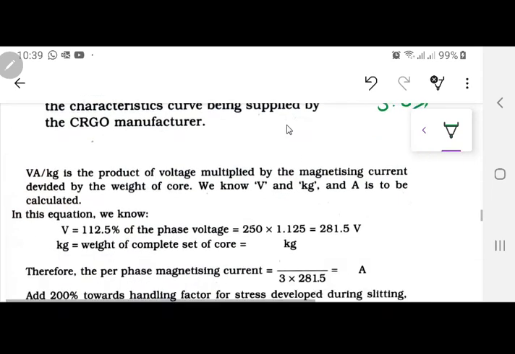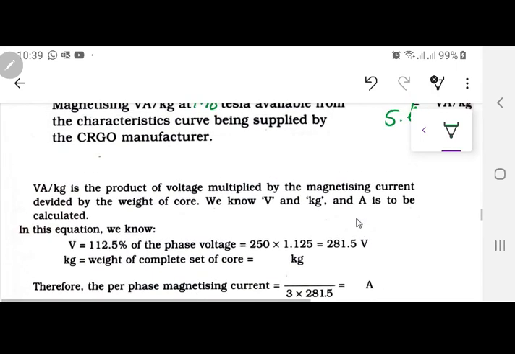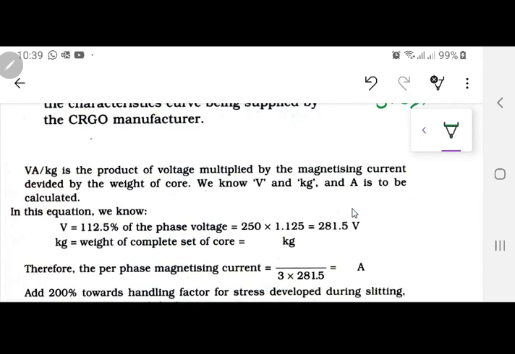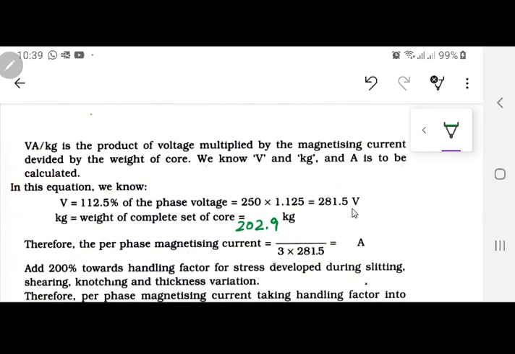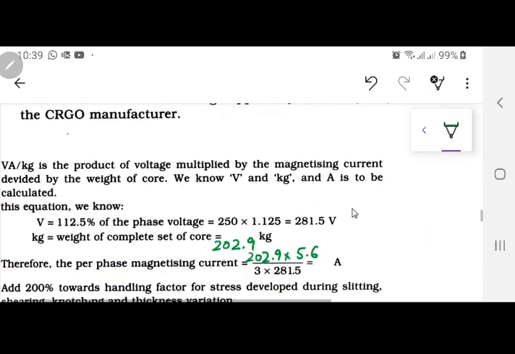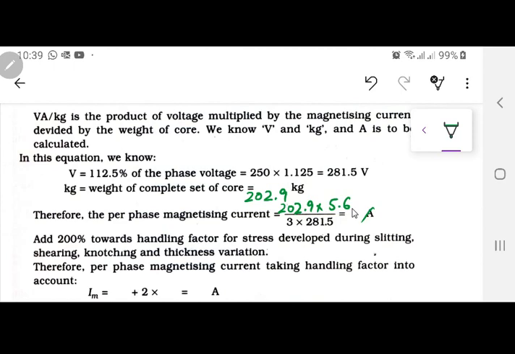Okay, now same thing over here, voltage multiplied by 250 multiplied by 1.125, same calculation. We are doing the same calculation we just did before. The weight over here for our case is 202.9 kilograms. So therefore the per phase magnetizing current, what will you write here? 202.9 into 5.6. Give me the answer in amperes.